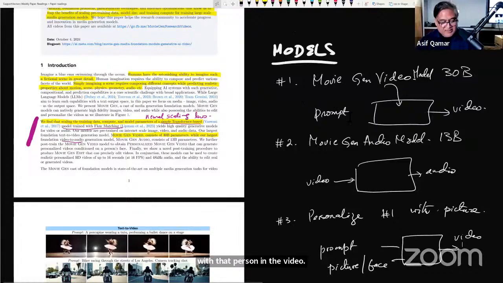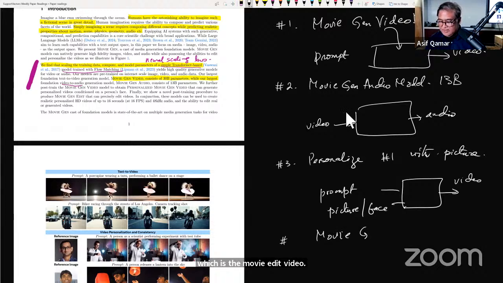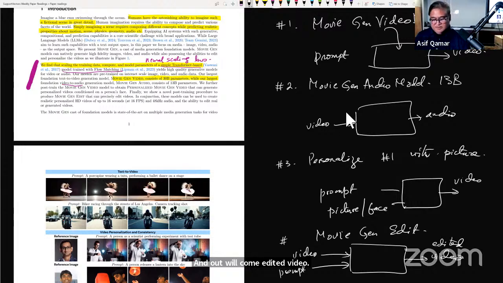And then they have a 4th model, which is the Movie Gen Edit. So this is also the same thing, Movie Gen, but with the edit capability, can edit a video. So in this, you will give a video, a prompt of what to do with the video, and out will come edited video. That's what this paper claims to do.